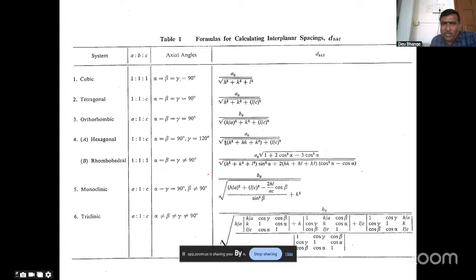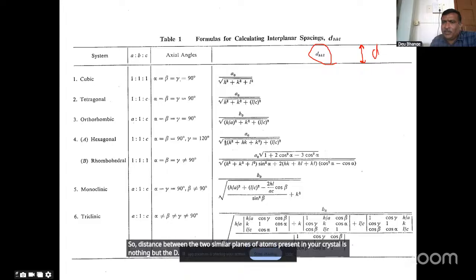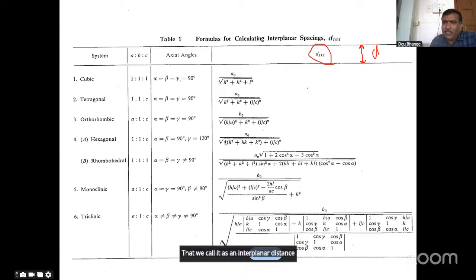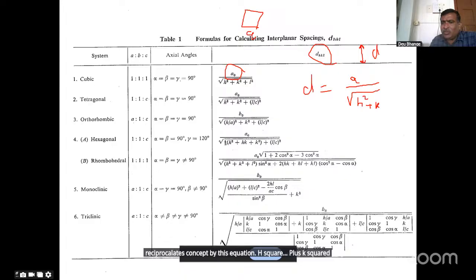By using that reciprocal lattice concept, we can relate d. What is d? d is nothing but the interplanar distance, the distance between two similar planes of atoms present in your crystal. That can be related to a, the lattice parameter, or the length of your cubic unit cell, by this equation: h square plus k square plus l square.